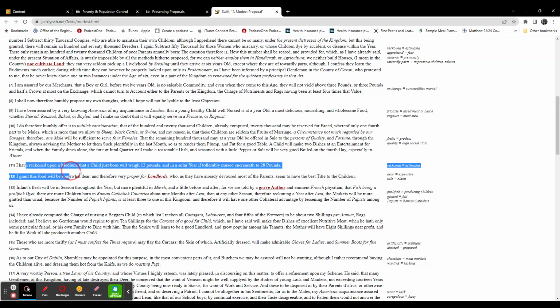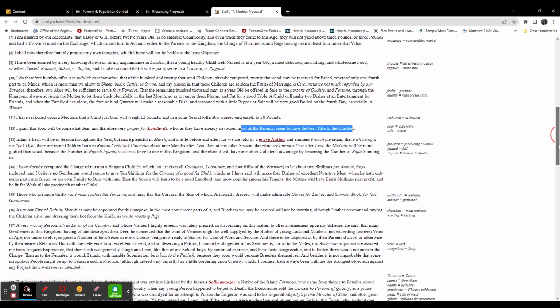I have reckoned upon a medium that a child just born will weigh 12 pounds, and in a solar year, tolerably nursed, increase to 28 pounds. I grant this food would be somewhat dear, and therefore very proper for landlords who, as they have already devoured most of the parents, seem to have the best title to the children. So back in the day, your children could be sold, your house could be sold, sometimes your wife could be sold, you as a husband could be sold, right? If you didn't pay the rent on the land, or you didn't pay the taxes or something like that. And so the landlord could have title to the children in addition to anything else in the house.